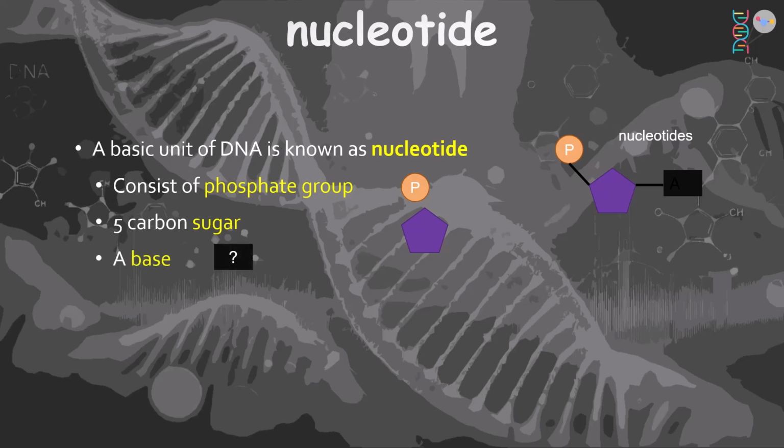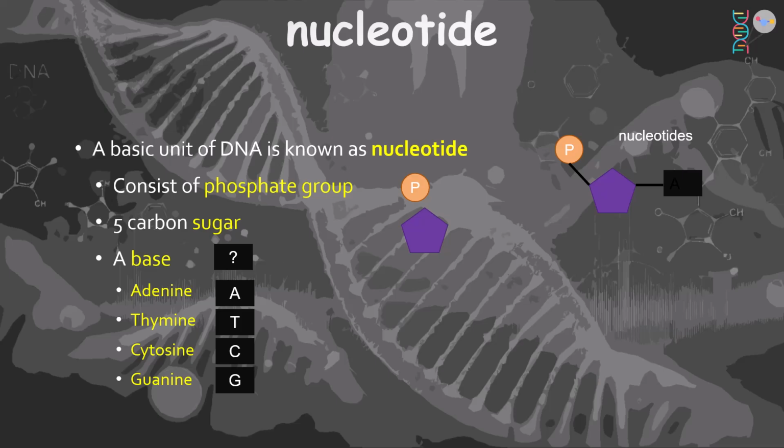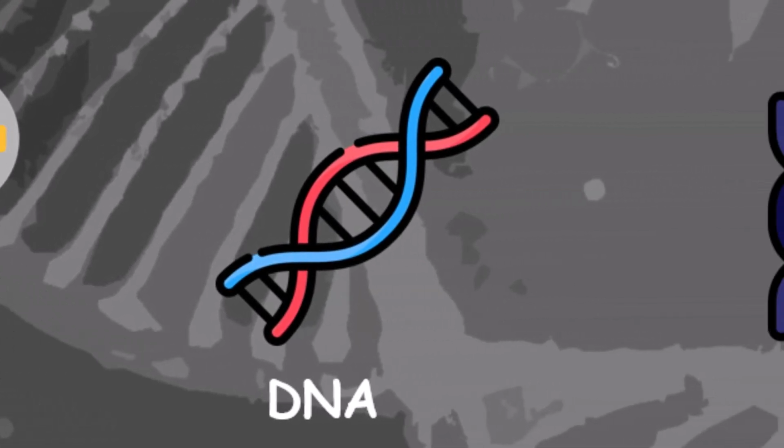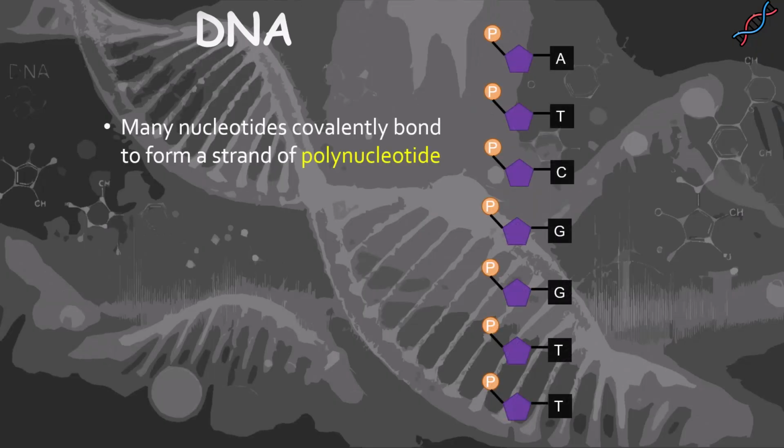The base is a variable molecule, meaning it can be one of the 4 possible molecules: adenine, thymine, cytosine, or guanine. These are often depicted as A, T, C, and G, respectively. Many of these nucleotides form a DNA molecule. Just like many amino acids form a polypeptide, many nucleotides bond together to form a strand of polynucleotide.